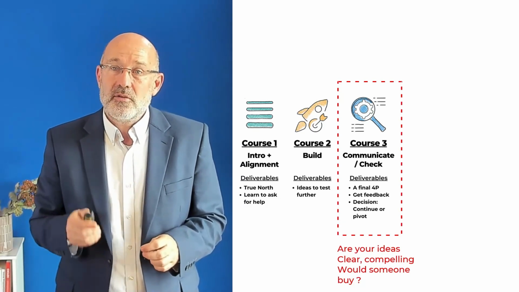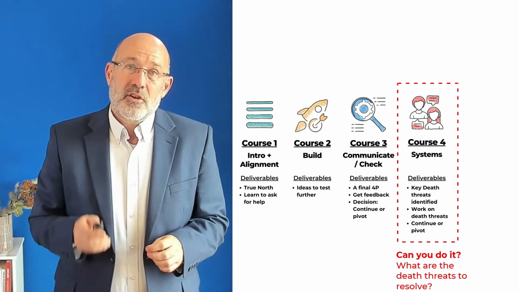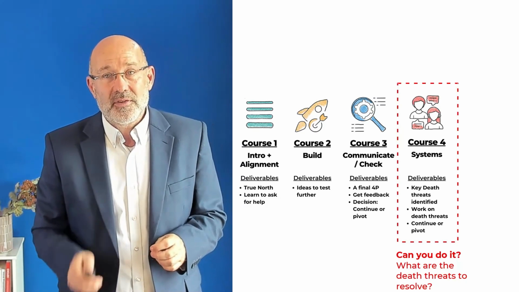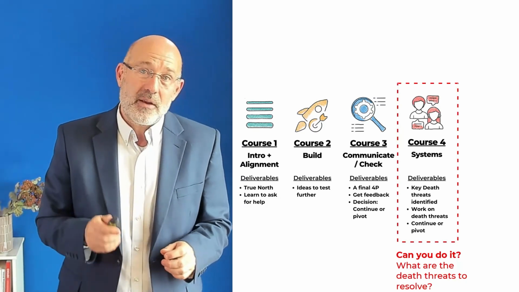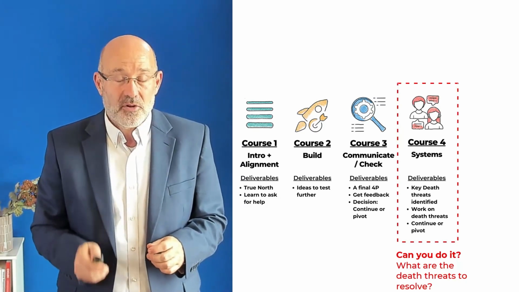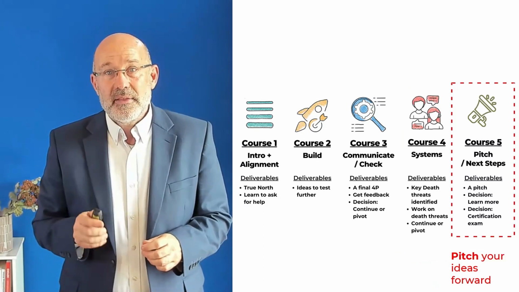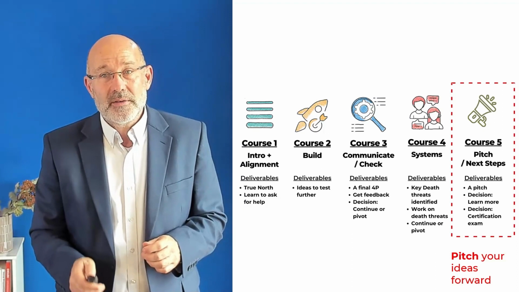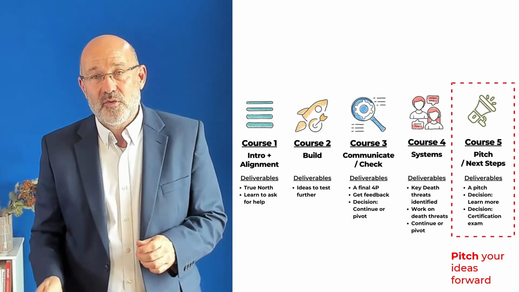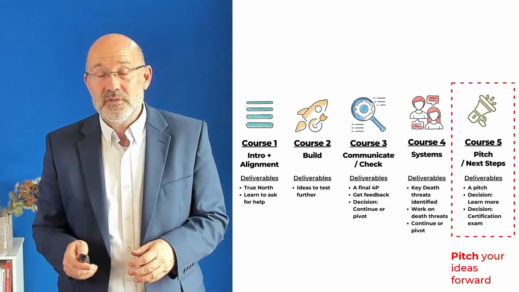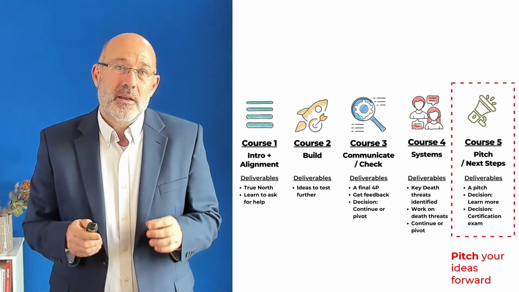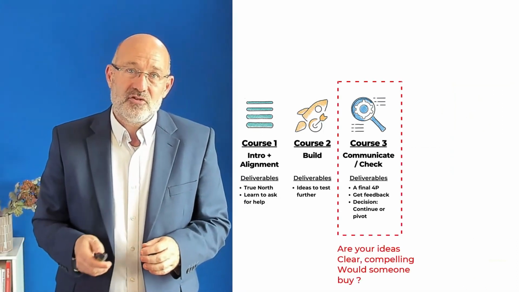Before this, let me talk you through to the end of the course. The course after Communicate and Check is a course on systems. How do you work more systematically? How do you identify and resolve key death threats? You'll learn more in the systems course. In the last course, you'll learn how to pitch your ideas. Once you know what you want to do, it's time to pitch your ideas forward, or say that what you've done isn't a good idea and you're going to take a pivot and go someplace else. Now let's go back to Communicate and Check.